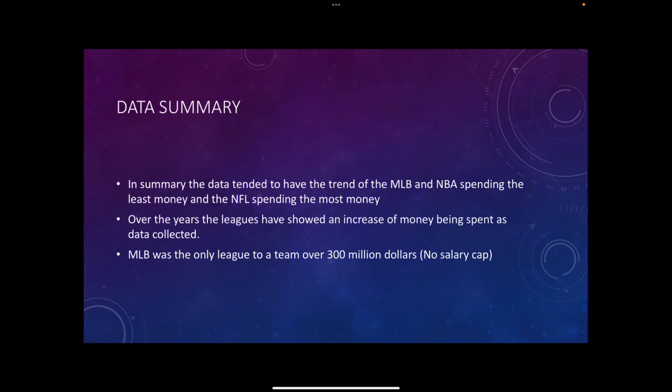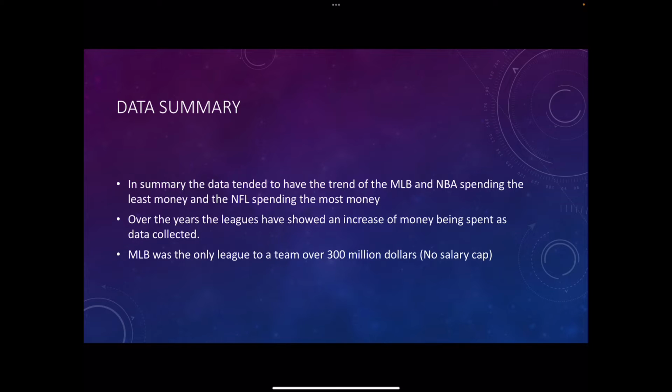Summarizing our data, we tend to see the trend that the MLB and NBA spent the least money, where the NFL spent the most money. Over the years, the leagues have shown an increase of money being spent as data was collected. MLB was the only league to have a team over $300 million, having absolutely no salary cap.